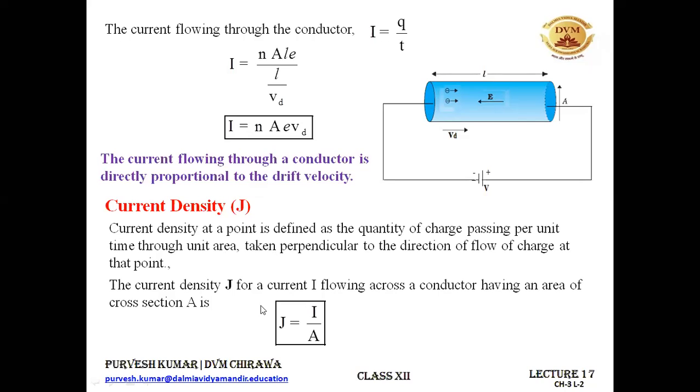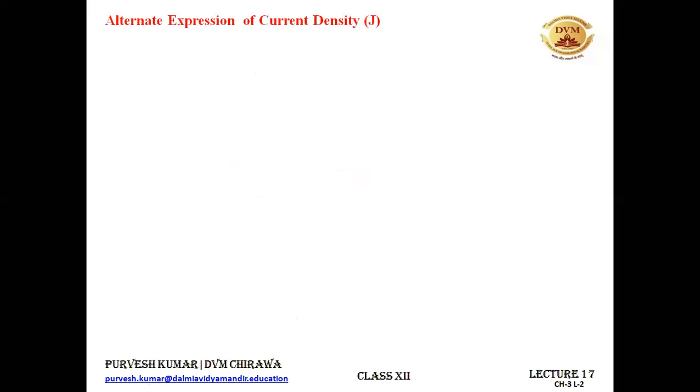Now, let's quickly use this expression that we have just derived, that is I is equal to nAevd, to write one alternate expression for current density. Current density is J is equal to I by A. So for the alternate expression, we know that I is equal to nAevd. We have just derived it.